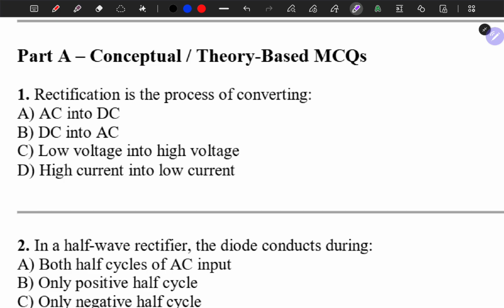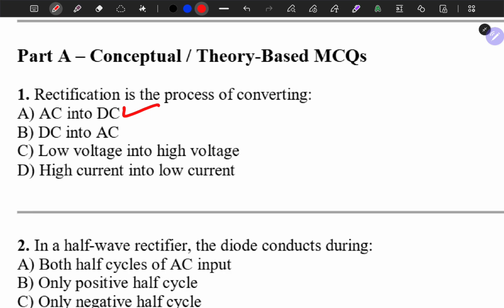Normally in the MDCAT version we call them recall based questions. Okay, so the first question is, rectification is the process of converting AC into DC, DC into AC, low voltage into high voltage, or high current into low current. So the mechanism of pausing the video I have told you, so you do it by default when I read each question. So here the correct option is AC into DC. So option A is the correct option.